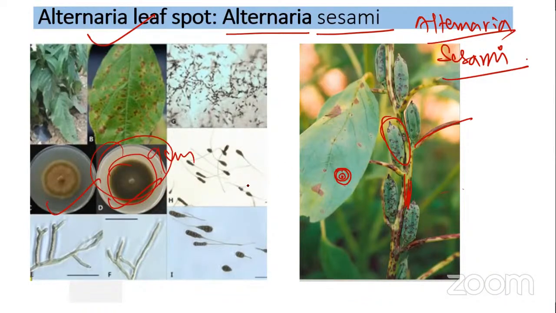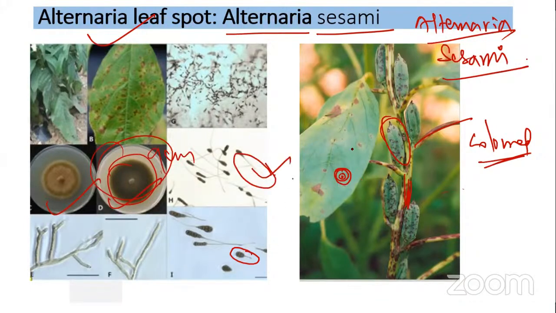Even the structure you can see, right? Usually it's a colored pathogen, with colored conidia, and as the conidia show here, it has muriform conidia. That means it will have both transverse and horizontal septa, so both septa will be there. And it will have a beak. That is the important character.